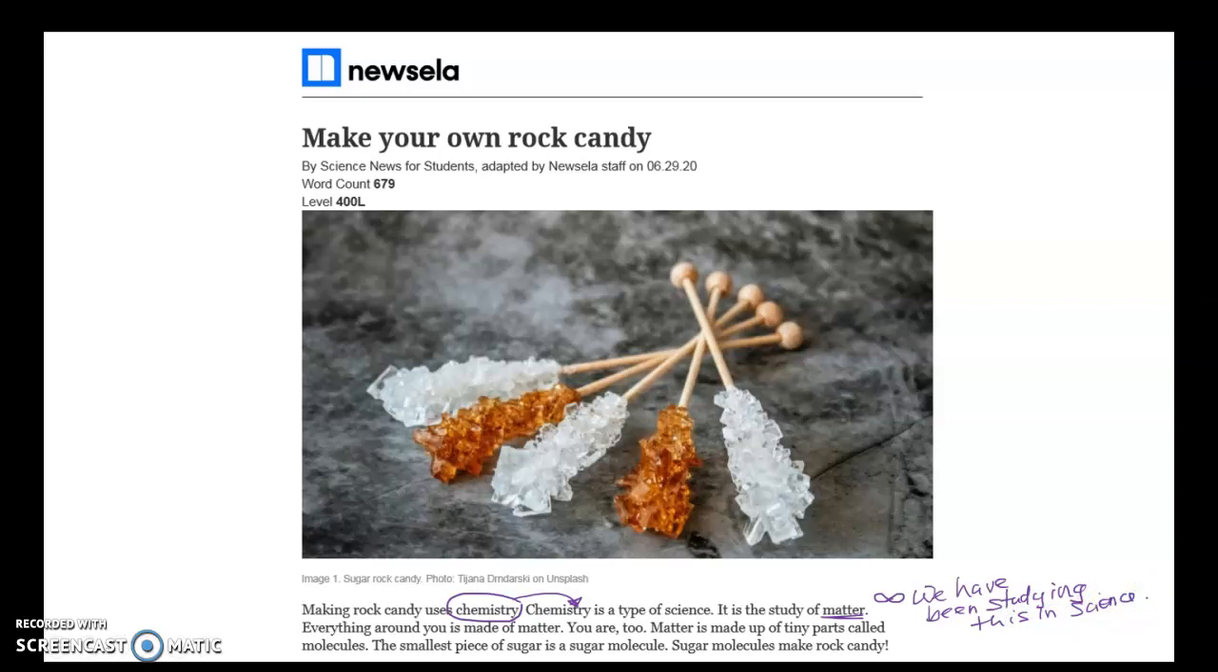Everything around you is made of matter. You are too. Matter is made up of tiny particles called molecules. Oh, there's another word. Molecules. I might have to look that one up later. The smallest piece of sugar is a sugar molecule. Sugar molecules make rock candy. I think that must be pretty important right here, so I'm going to make sure I put some little stars around it. Sugar molecules make rock candy. Okay. Let's keep going.